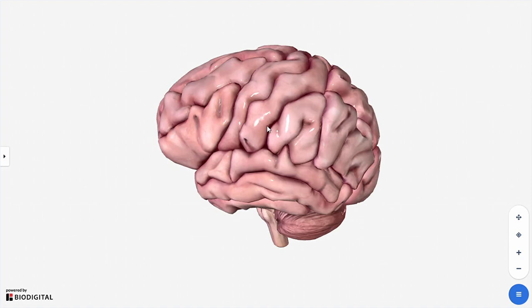We then have the parietal lobe, which is going to be this area here, involved in the perception of sensation, including touch, temperature, pain, and awareness of the body position and movement, as well as in the advanced perception of visual and auditory information.